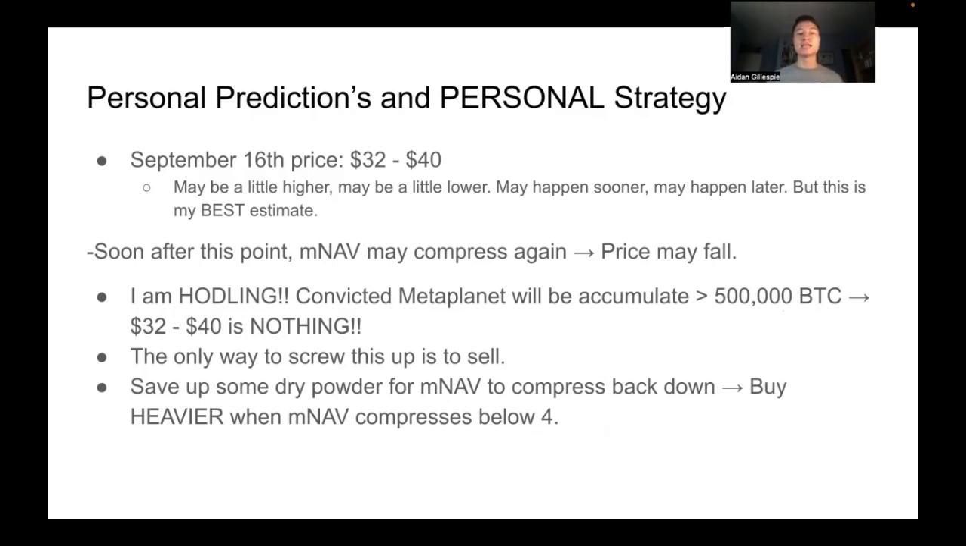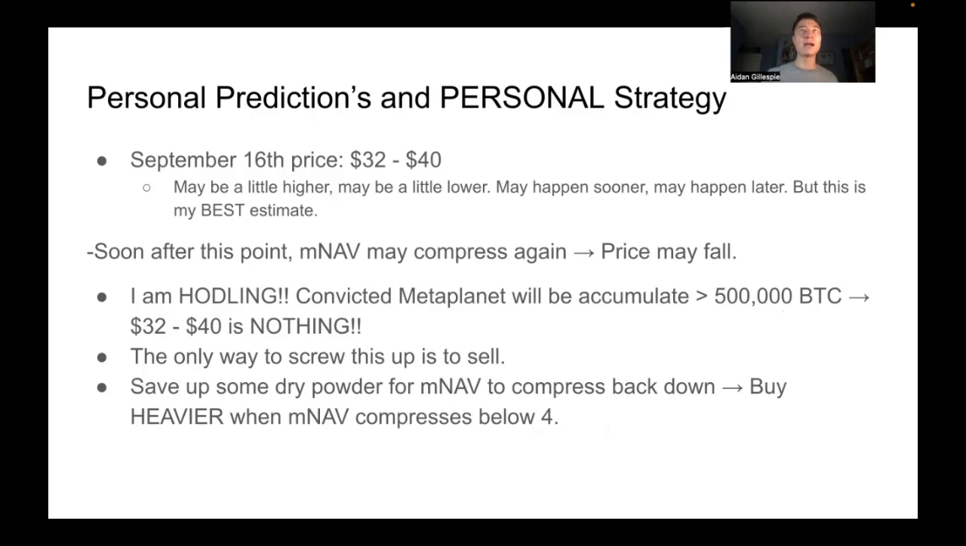So my strategy is I'm just hodling. I am convicted that Metaplanet will be able to easily accumulate over 500,000 Bitcoin. So really, I think that $32 to $40 is nothing. And the only way to screw this up is to sell. If you just hold, I think everyone is going to be pretty happy at the end of the day. Of course, this is just my personal opinion, not financial advice again.